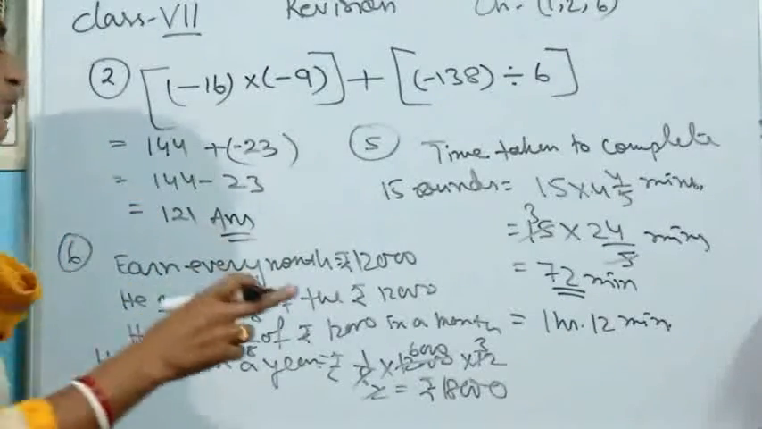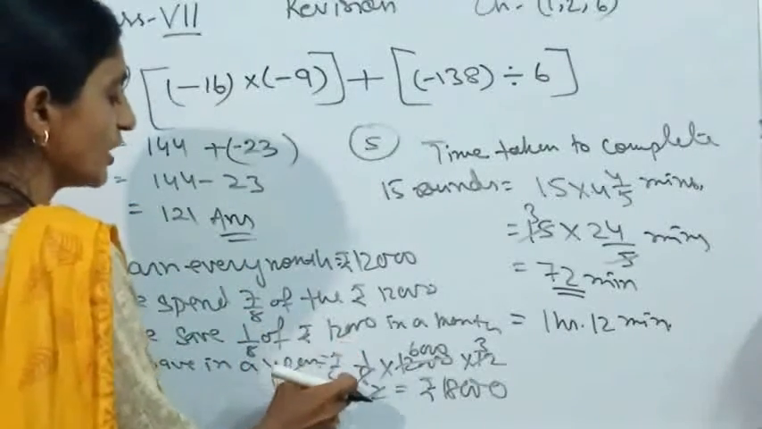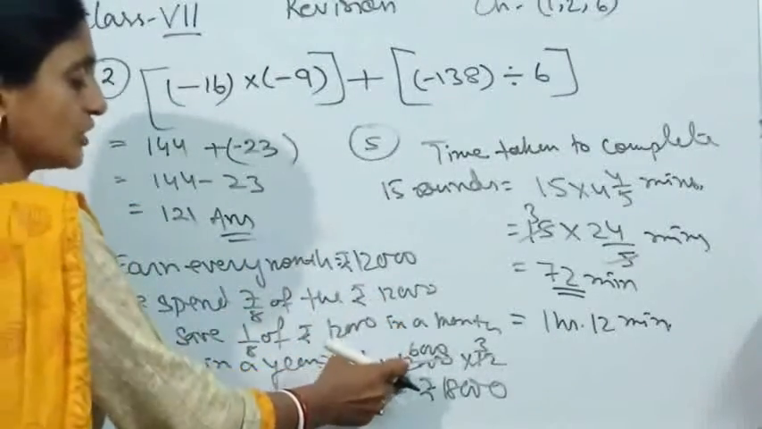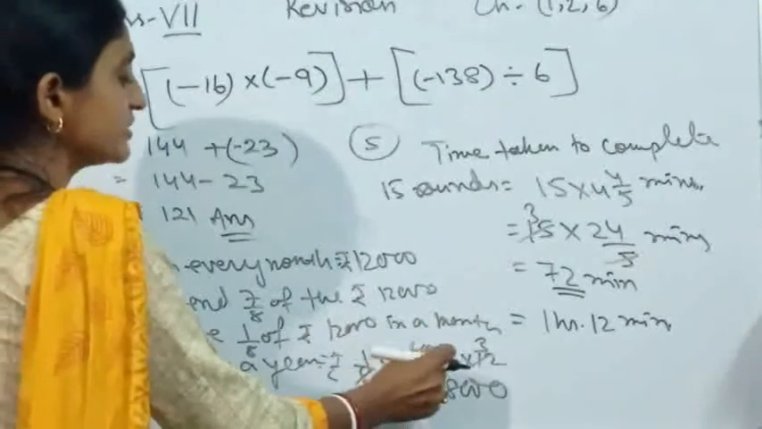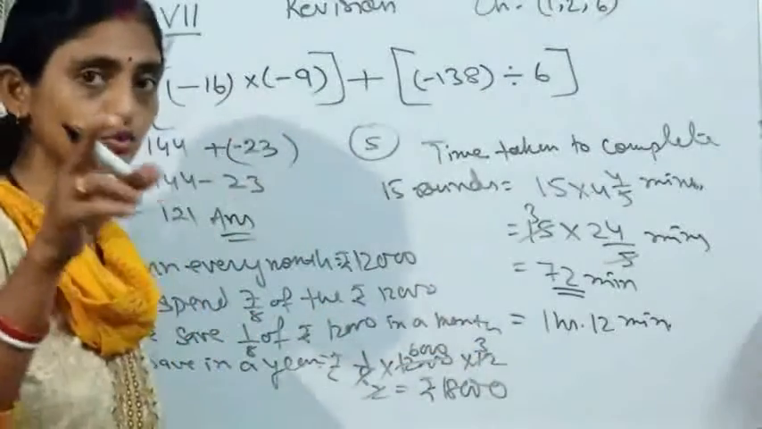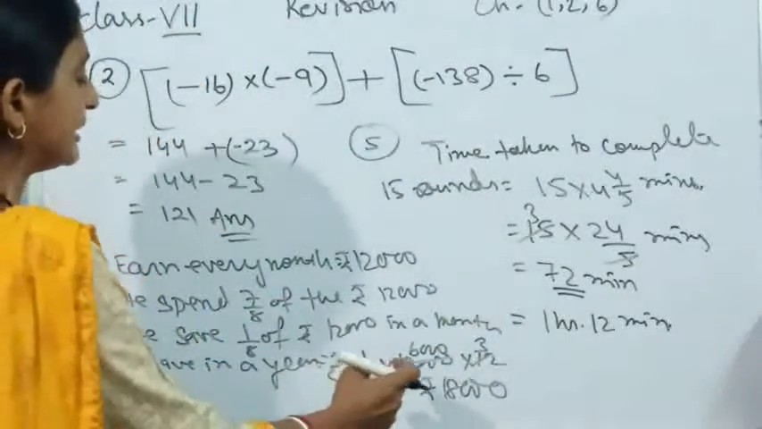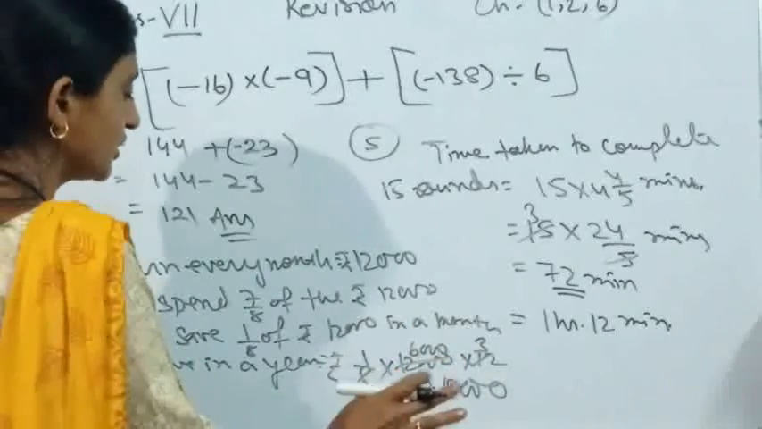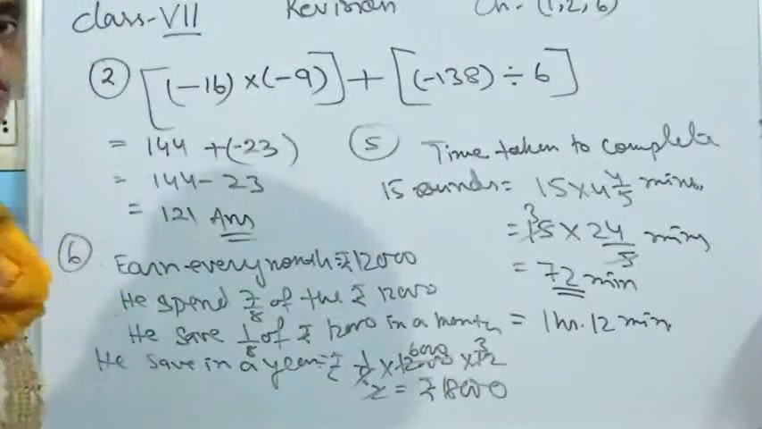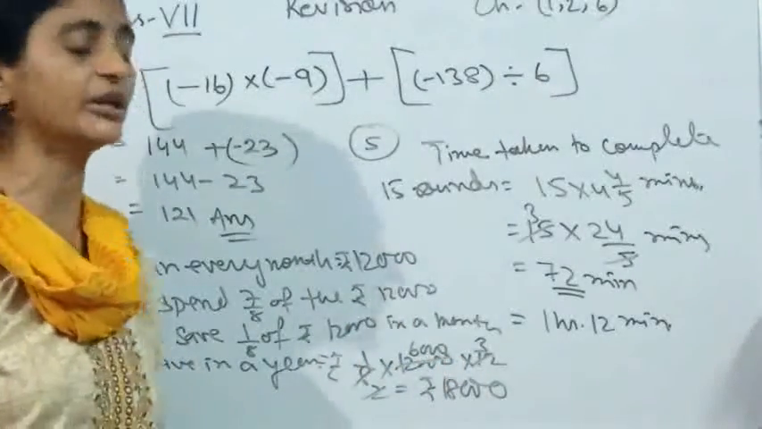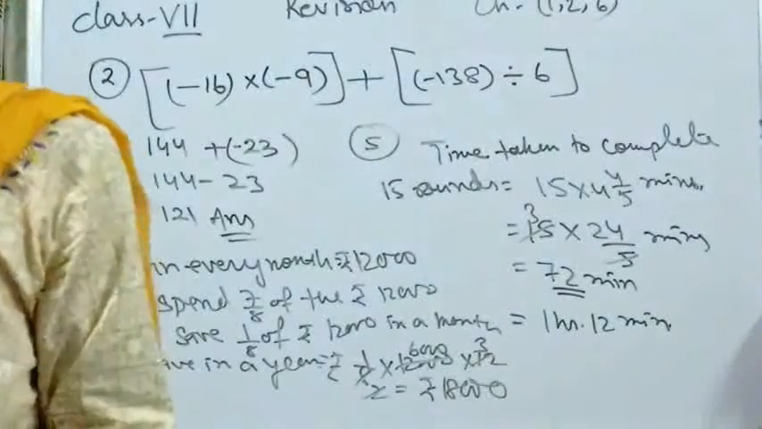Once again you can go through this one. That savings is 1/8 of the 12,000, and that one, whatever he is saving, it will continue for 12 months to make 1 year. So when we are multiplying all this, we are getting something like that. Yes, so that will be your answer. Savings in a year will be 18,000. Okay, now come to the next question.